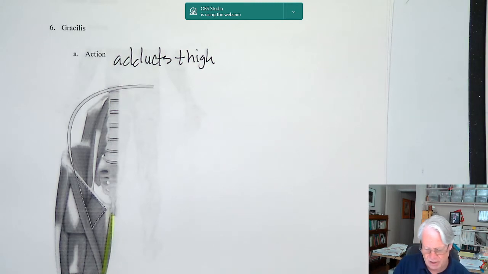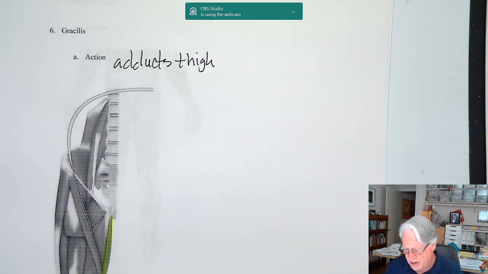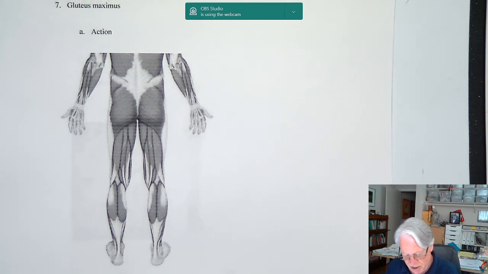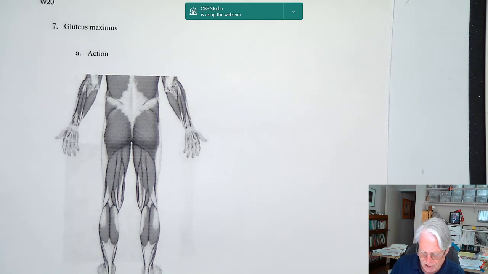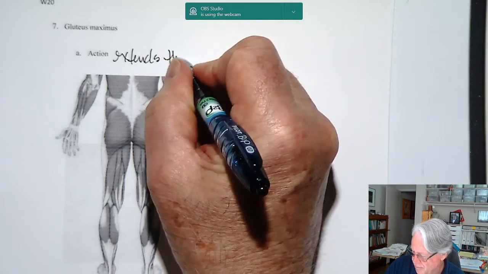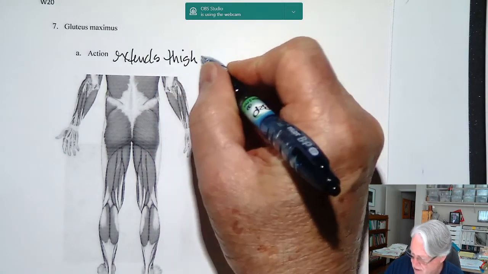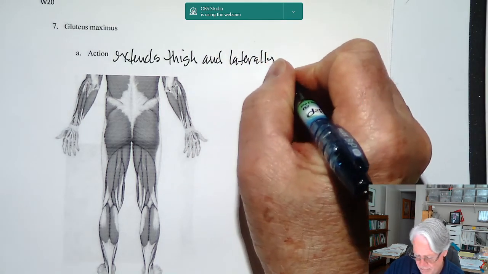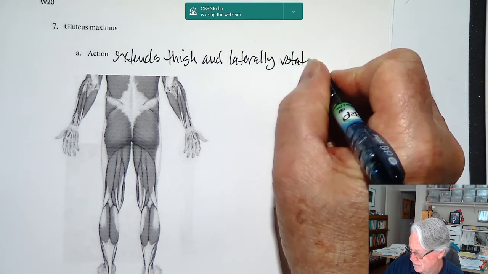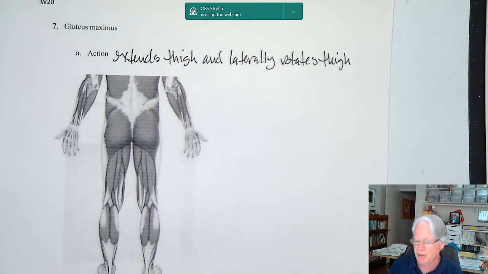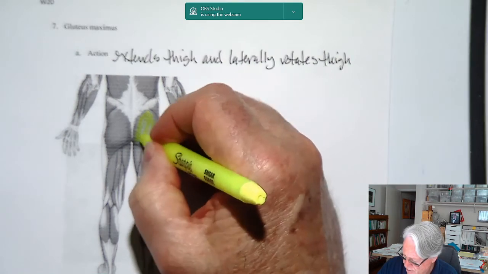Okay. Well, moving on, we're now going to do another muscle, which hopefully everybody kind of knows where this one is. And this is the gluteus maximus. And here also we just simply need to know what the action is. So it extends the thigh and laterally rotates the thigh. Okay, and let's go ahead and highlight that muscle right here. Do one side.